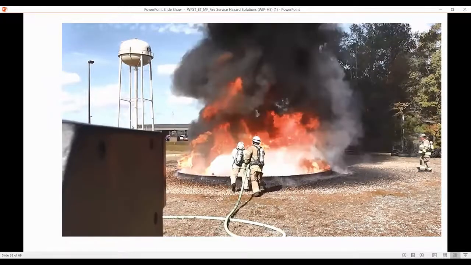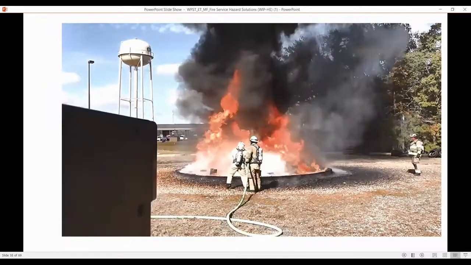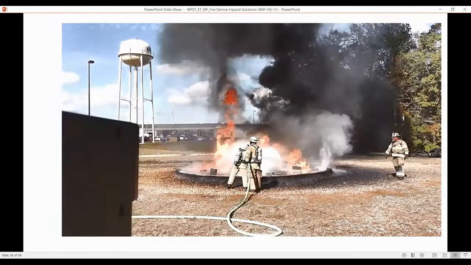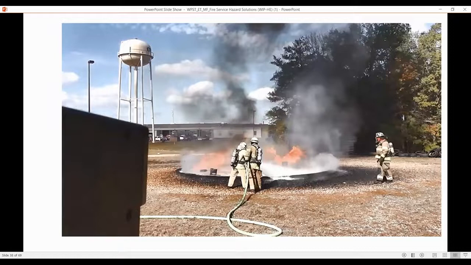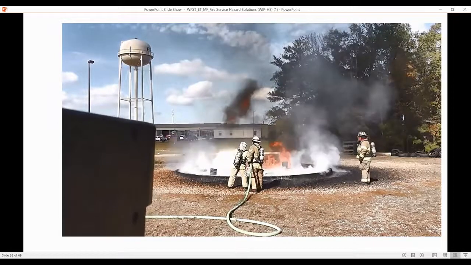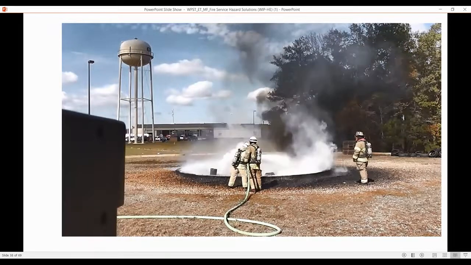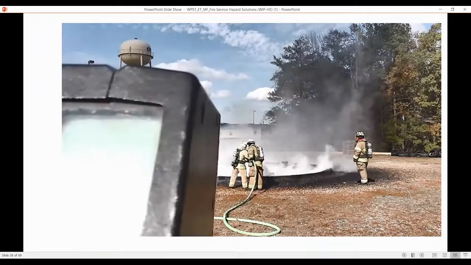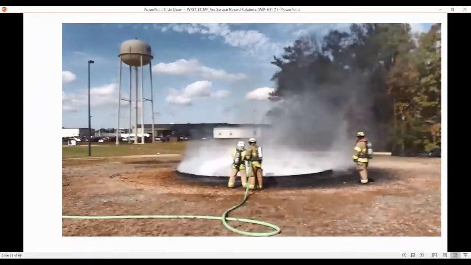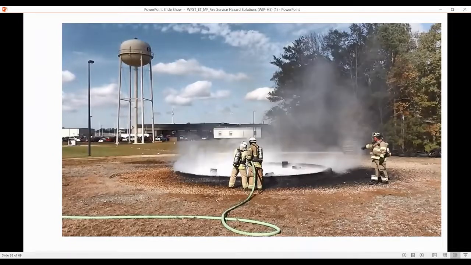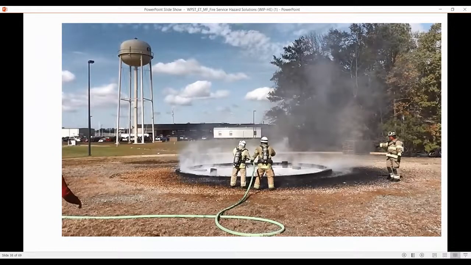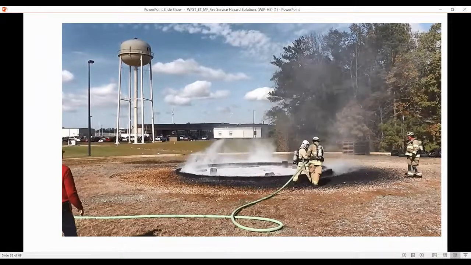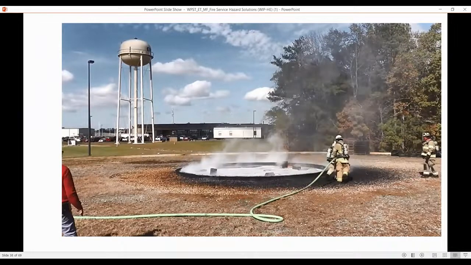Again, you'll see rapid fire knockdown, suppressing those vapors. Now just cooling the surrounding materials, taking the heat out of all those obstacles that were in the tank that even if we were trying to form a blanket would be obstructing a good blanket formation with all those obstacles in the tank. Again, rapid suppression, rapid cooling of the fire.